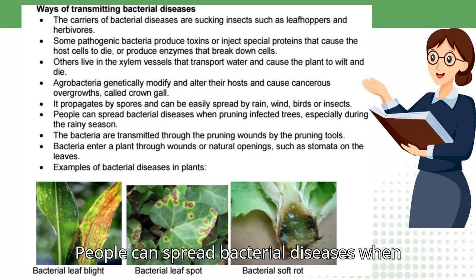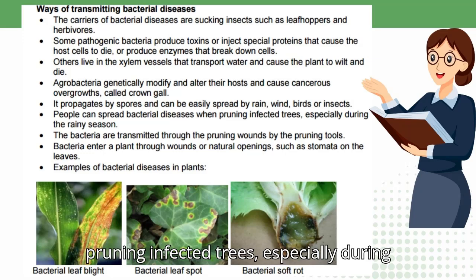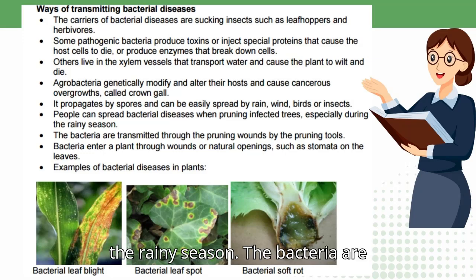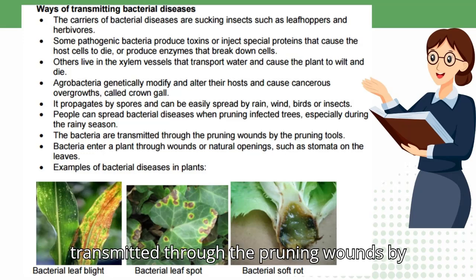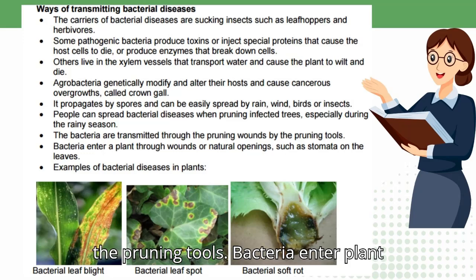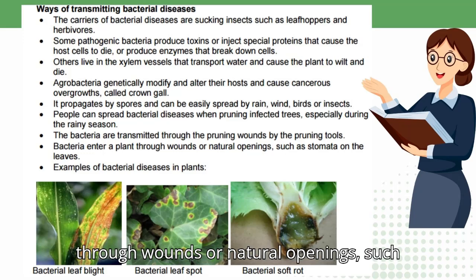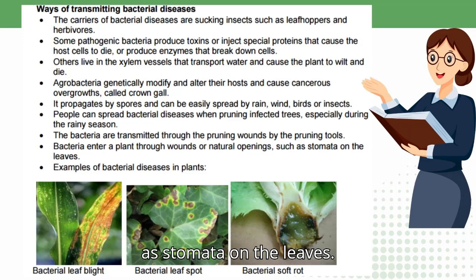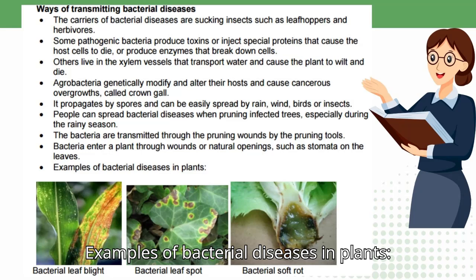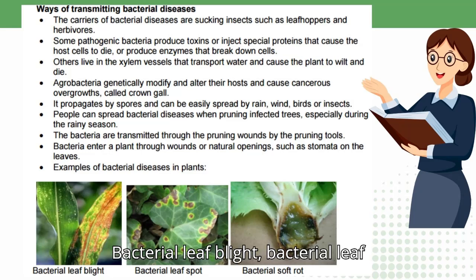People can spread bacterial diseases when pruning infected trees, especially during the rainy season. The bacteria are transmitted through the pruning wounds by the pruning tools. Bacteria enter plants through wounds or natural openings, such as stomata on the leaves. Examples of bacterial diseases in plants: bacterial leaf blight, bacterial leaf spot, bacterial soft rot.